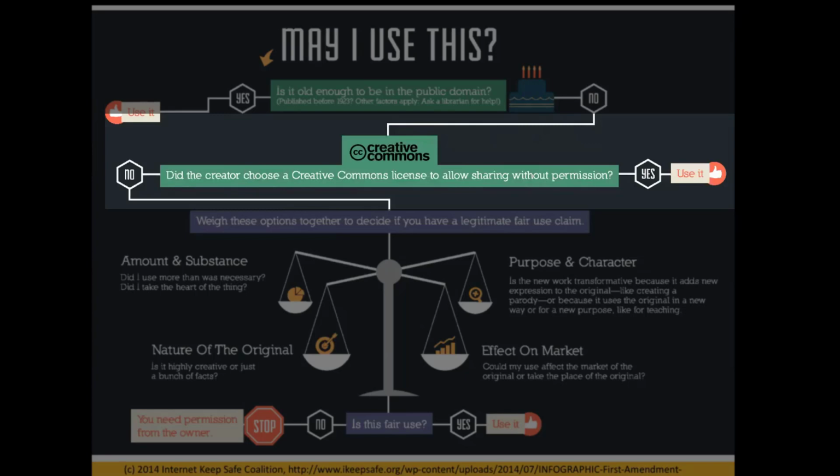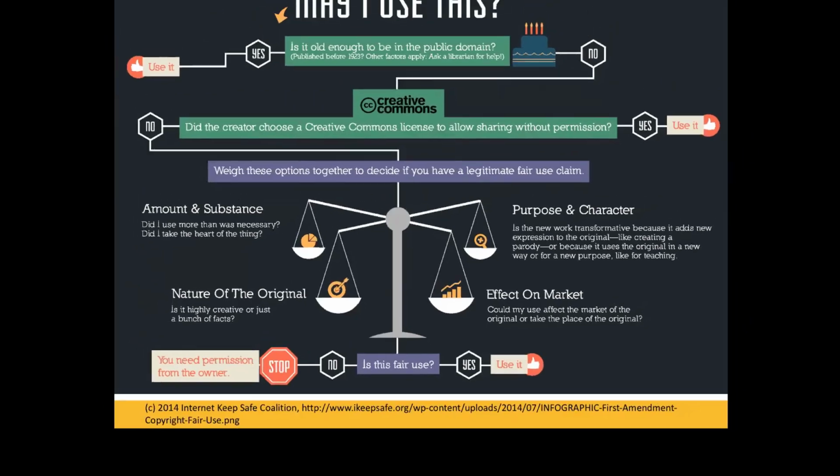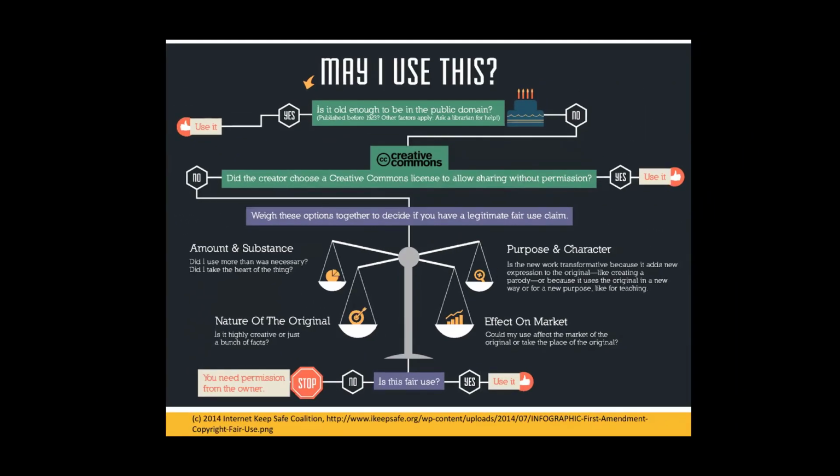If no, you have to weigh these options together to decide if you have a legitimate fair use claim. Under fair use, you have to weigh in the amount and substance of the work that you're using, the nature of the original work, the purpose and character of your use, and the effects on the market. After weighing these options, if it is fair use, then you might use it in your classroom. But if not, you need permission from the owner. So this is how Creative Commons licenses make things a lot easier for educators and for the public in general.